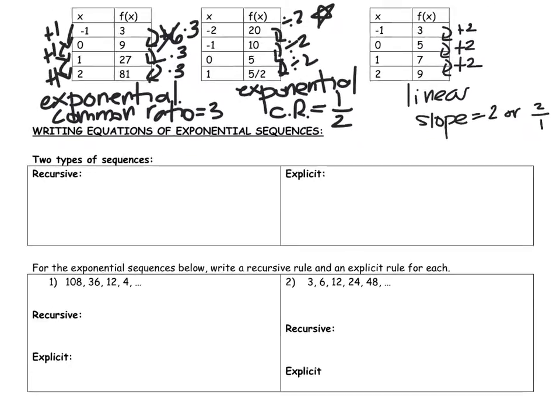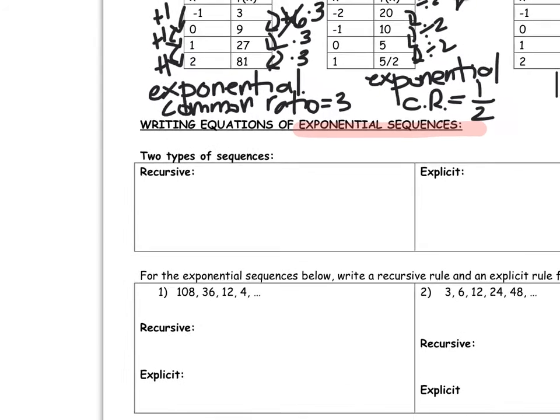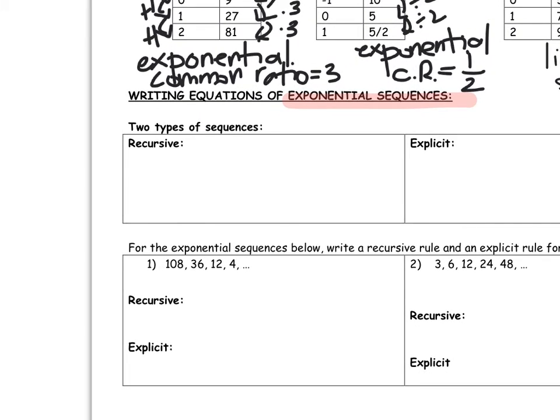Now we're going to talk about focusing on only exponential. We're going to write two different types of equations, a recursive equation and an explicit equation. We studied these with linear. They're going to look very familiar. So a recursive equation always has two parts. It's going to start with this. F of 0 equals, and you are going to fill in this blank. What goes in this blank is the y-intercept, just like with linear.